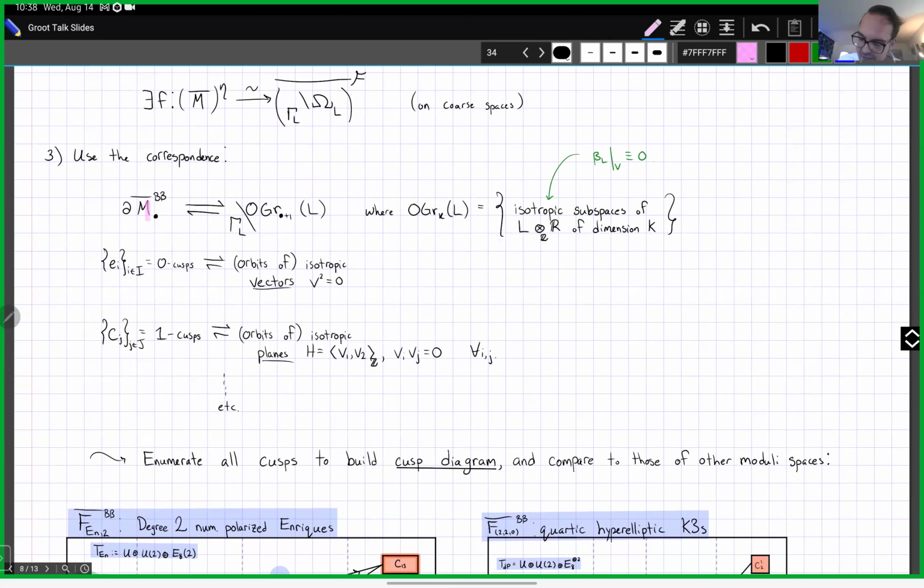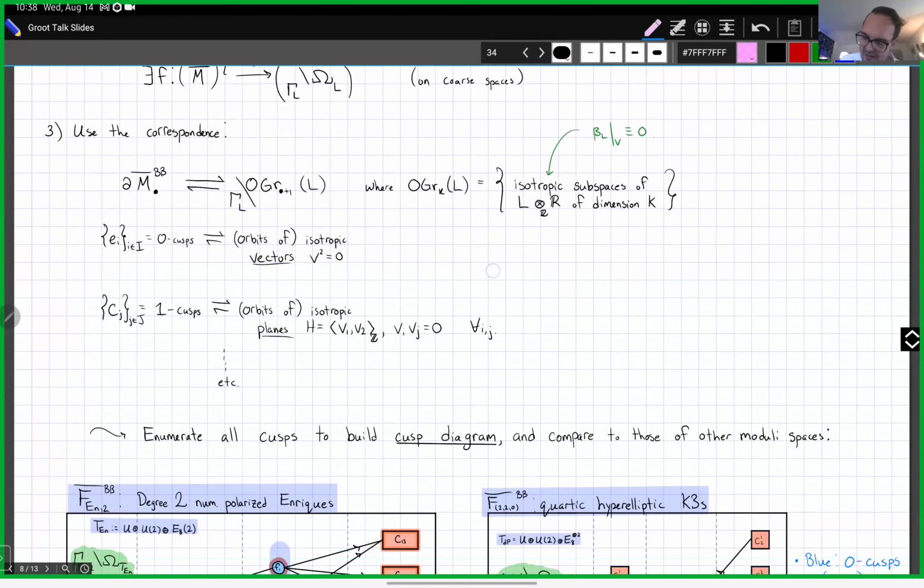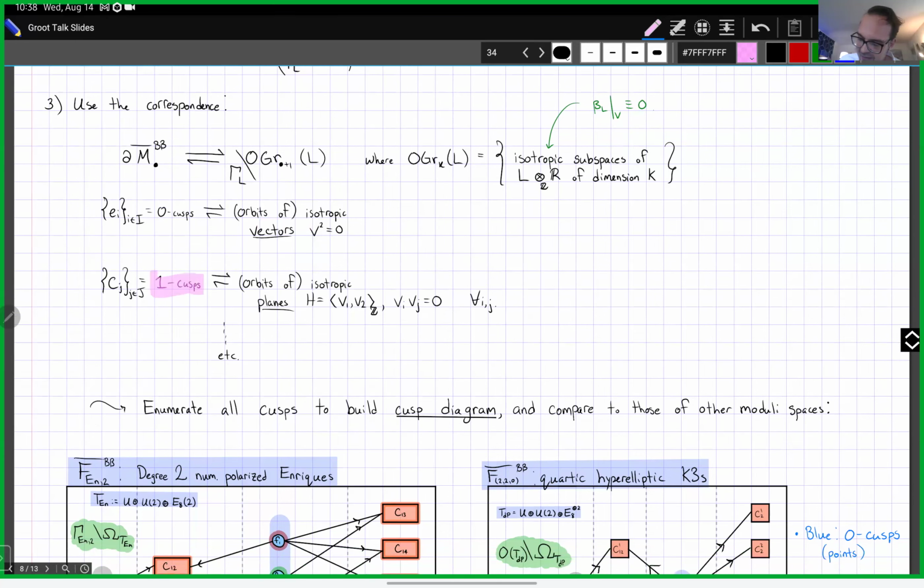There's a correspondence between the cusps of the Baily-Borel compactification and orbits of certain isotropic subspaces. So this is the orthogonal Grassmannian of that lattice. And so you look for completely isotropic subspaces, so just subspaces where your bilinear form restricts to 0. The points that you're adding, which we call zero cusps, will correspond to orbits of isotropic vectors. So the vector is just where v dot v is equal to 0. And in our case, we'll have some modular curves, these one cusps, which will correspond to isotropic planes, so a plane generated by two isotropic vectors, which pair to 0.